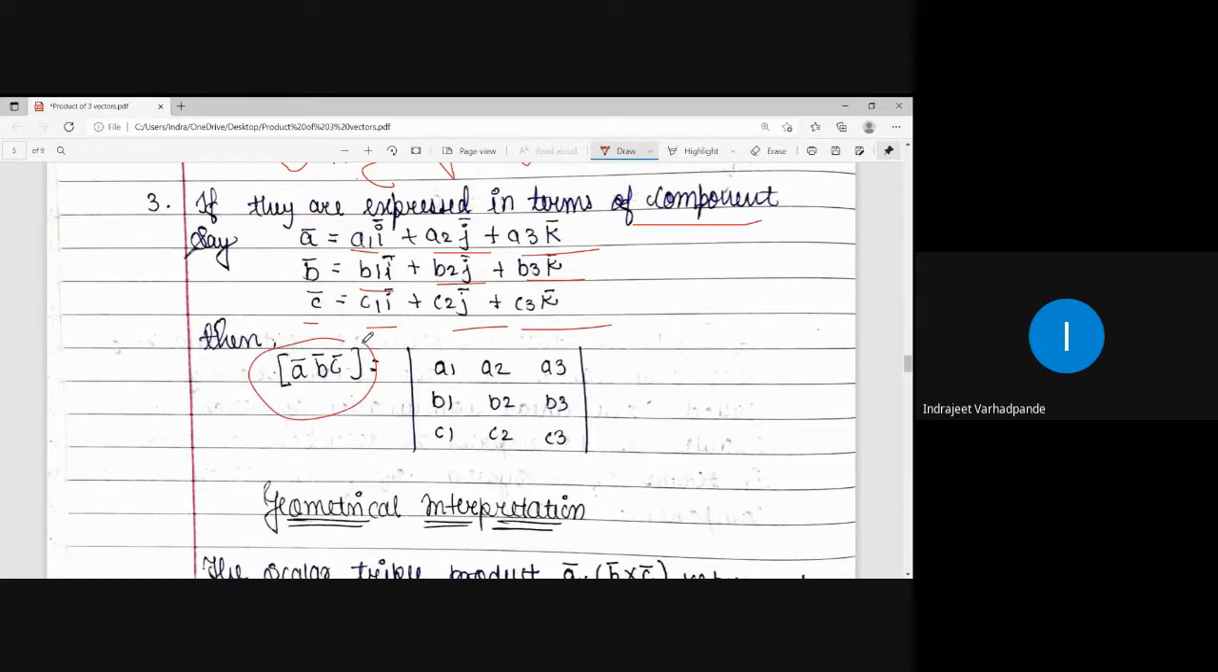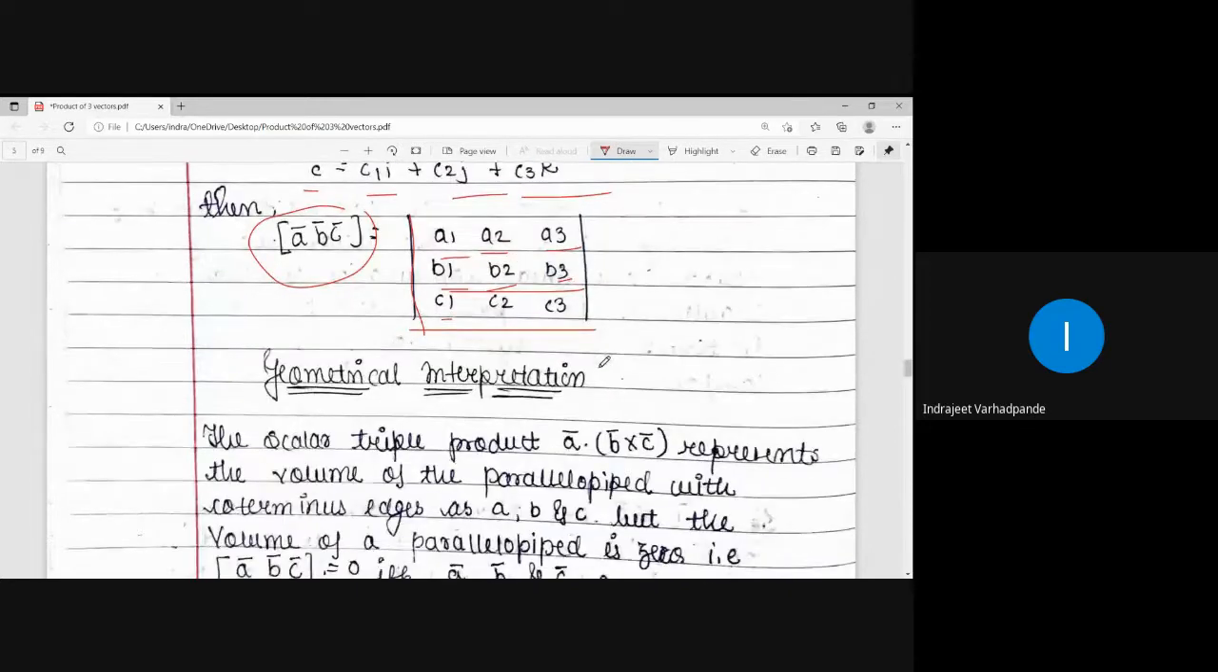Box product A bar, B bar, C bar is nothing but the value of the determinant A1, A2, A3, B1, B2, B3, C1, C2, C3. So this is how we will be trying to calculate the value. See, value of a determinant is fixed or constant, and therefore we say that it is a scalar product, because the resultant quantity is the scalar quantity.